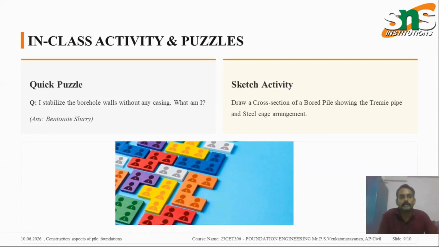So let's conclude with a simple question. Which material is commonly used to stabilize the walls of bored pile during drilling? Answer is bentonite slurry. As an additional activity, try drawing the cross section of bored pile showing the reinforcement cage and tremie pipe.